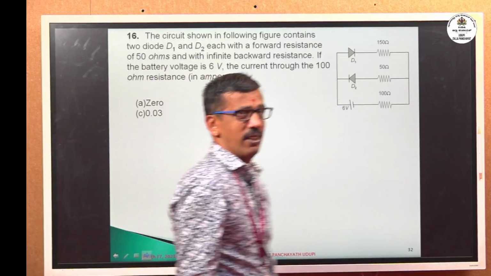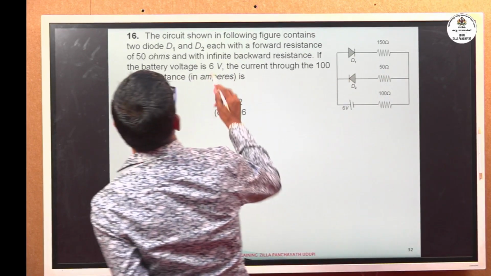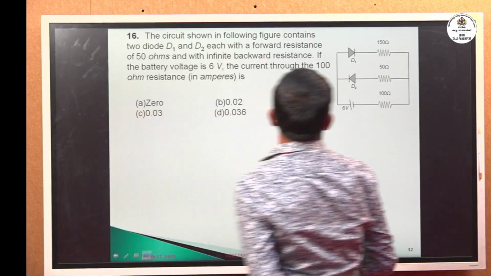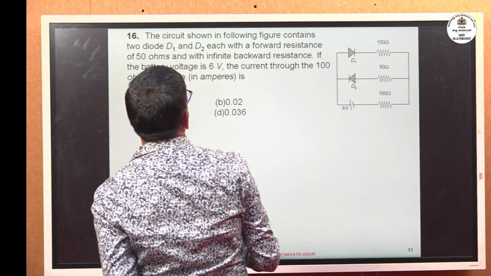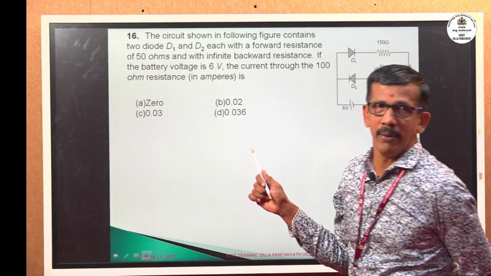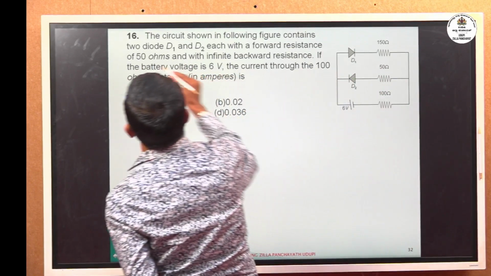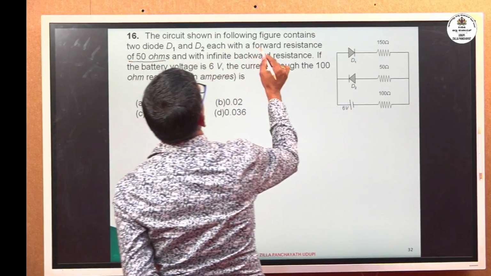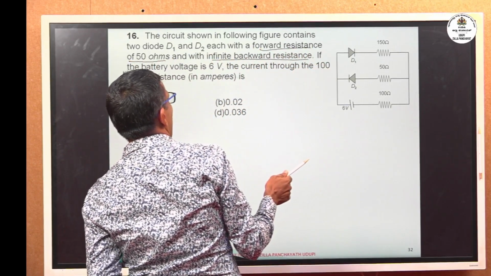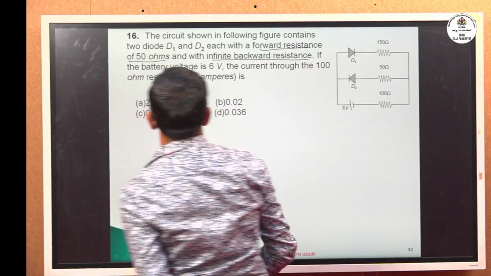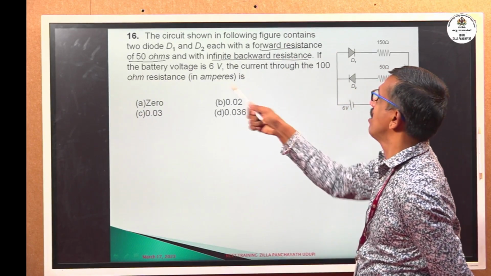Question number 16. Now we move on to question number 16. The circuit shown in the following figure contains two diodes D1 and D2 with forward resistance of 50 ohm. Look, this is not an ideal diode. Here the question itself gives forward resistance of 50 ohm, and infinite backward resistance, that is, in reverse bias the resistance is infinite. If the battery voltage is 6 volt, the current through the 100 ohm resistance in ampere is?